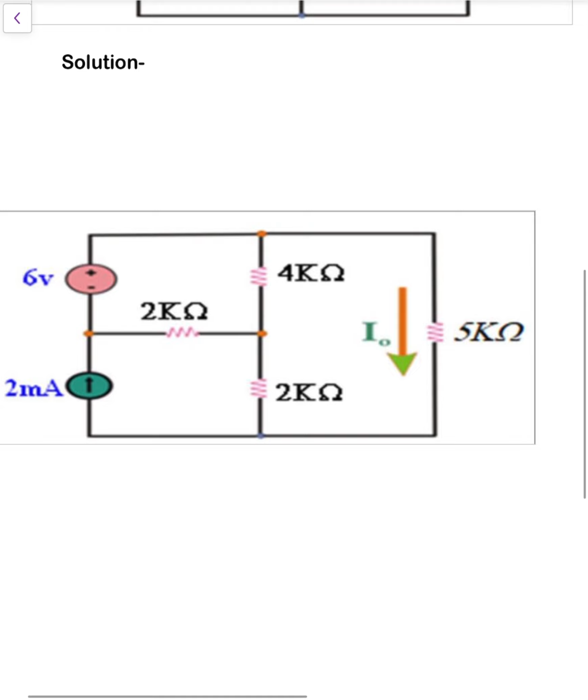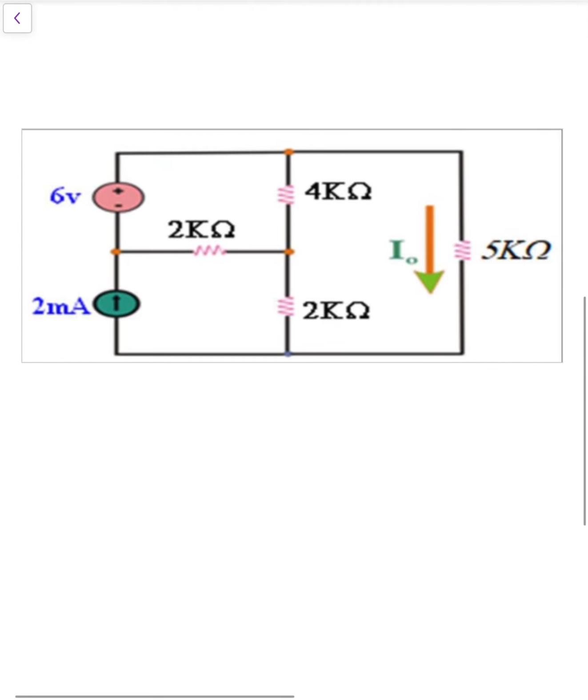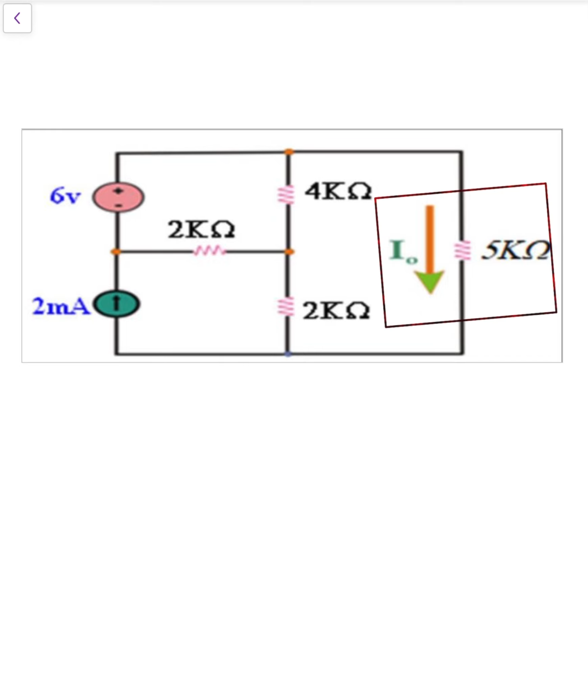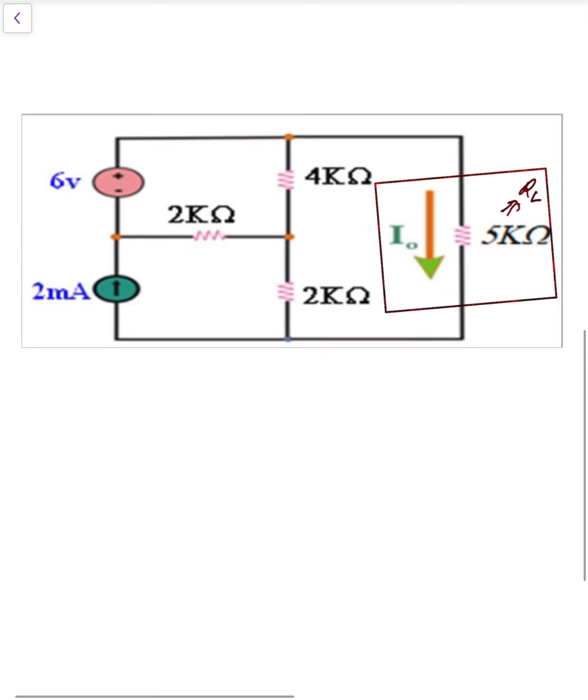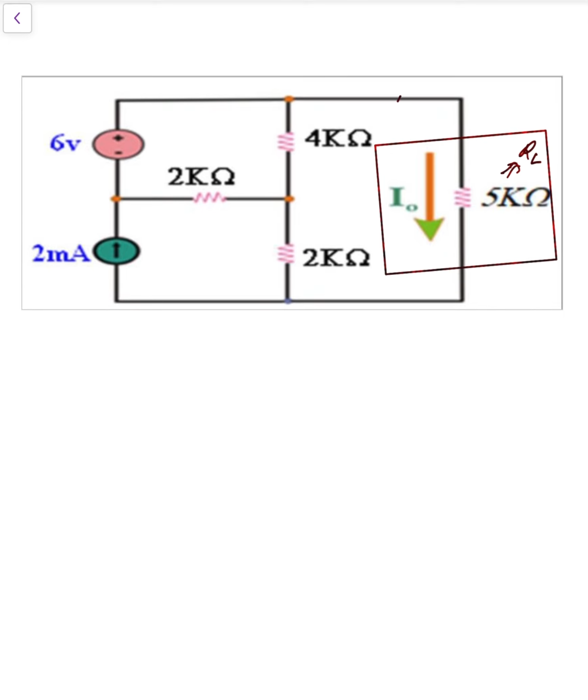First of all, I know that to determine the Norton equivalent, this part is removed and that one is RL, the load resistance. This terminal we consider X and that one Y. So first of all, remove the 5 kilo ohm. After that, make the circuit.